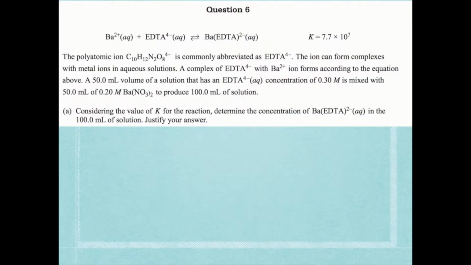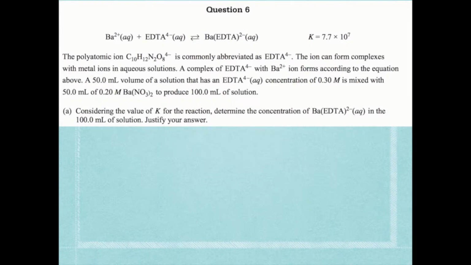Question 6 gives you this reaction, and it says the polyatomic ion is commonly abbreviated as EDTA. The ion can form complexes with metals in aqueous solutions. A complex of EDTA and barium ions forms according to the equation above. So don't let the fact that this is something you don't recognize freak you out.